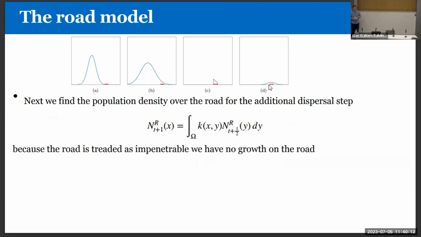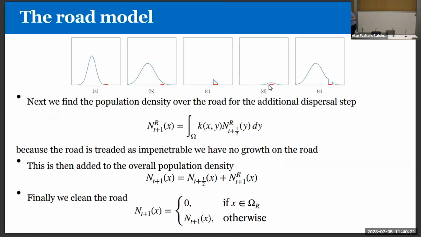Say there's decreased canopy cover, so you're going to have increased wind, and extra dispersal of, say, seeds or pollen that land on the road. You then add that component back to the rest of the population density, and at the end of the generation, you clear the road population density. Say maybe animals have come along and eaten the remaining seeds on the road, or they've died out essentially at the end of that generation.